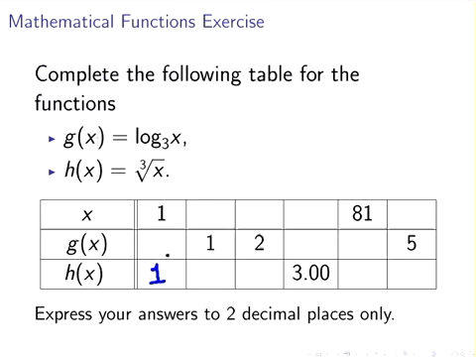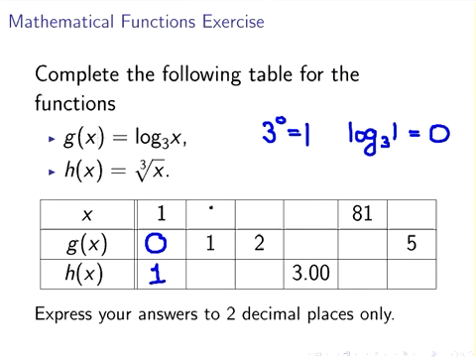Now here's a more interesting one. What is the logarithm to the base 3 of 1? If you just recall your laws of logarithms, that value actually has to be 0. Anything to the power of 0 is 1, so 3 to the power of 0 is 1. That means log to the base 3 of 1 is equal to 0.